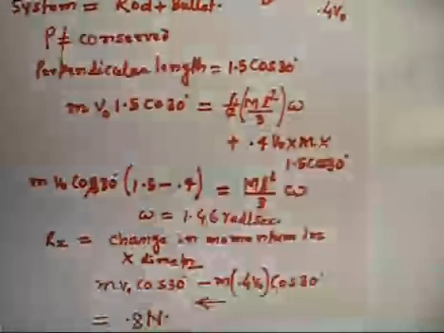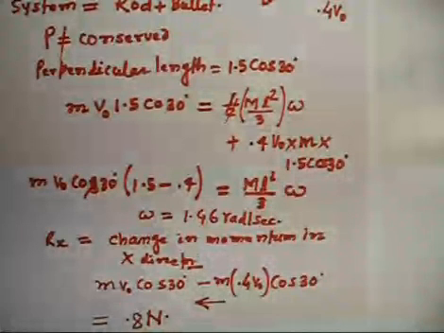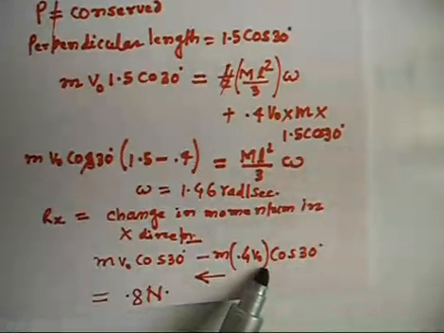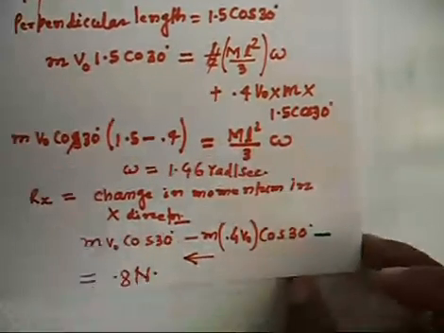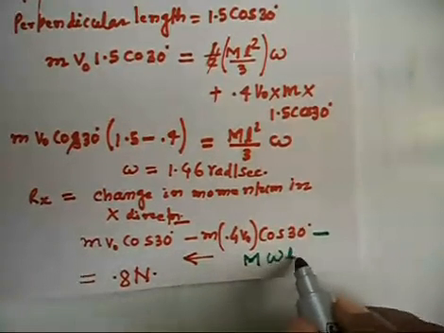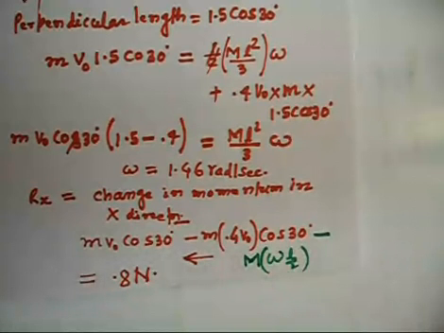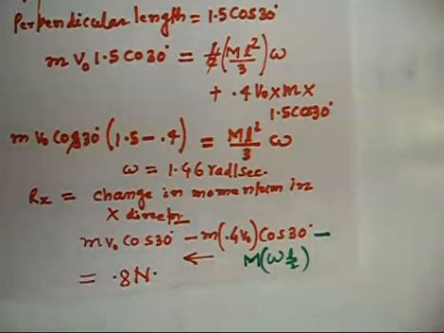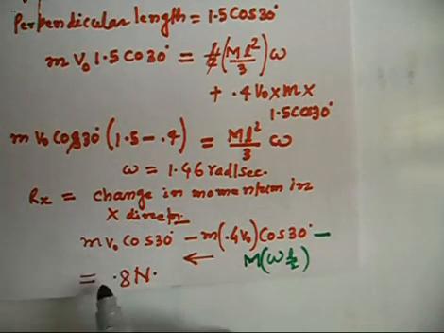So now there is one more momentum. This is the initial momentum, this is the final momentum, minus one more term: the mass of the rod, m, times its velocity, omega into L by 2. So this is the momentum of the rod also, and I have to subtract m into omega L by 2. Omega is 1.46 and L is 2 meters, so L by 2 is 1 meter. If I add, we will find this term is 0.8 Newton.